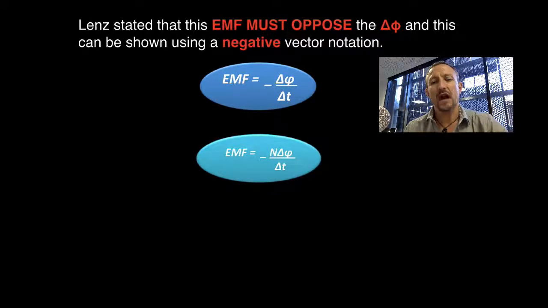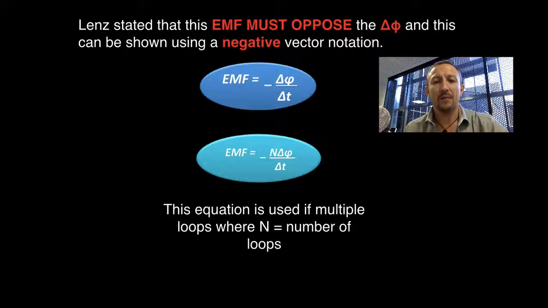Okay, now we can also add to this by putting an N in front, which allows us to work out the electromotive force generated when we've got more coils in the solenoid. Okay, so to recap, Lenz stated that the current that is induced in a solenoid must produce a magnetic field which opposes the magnetic field generated by the stationary magnet.